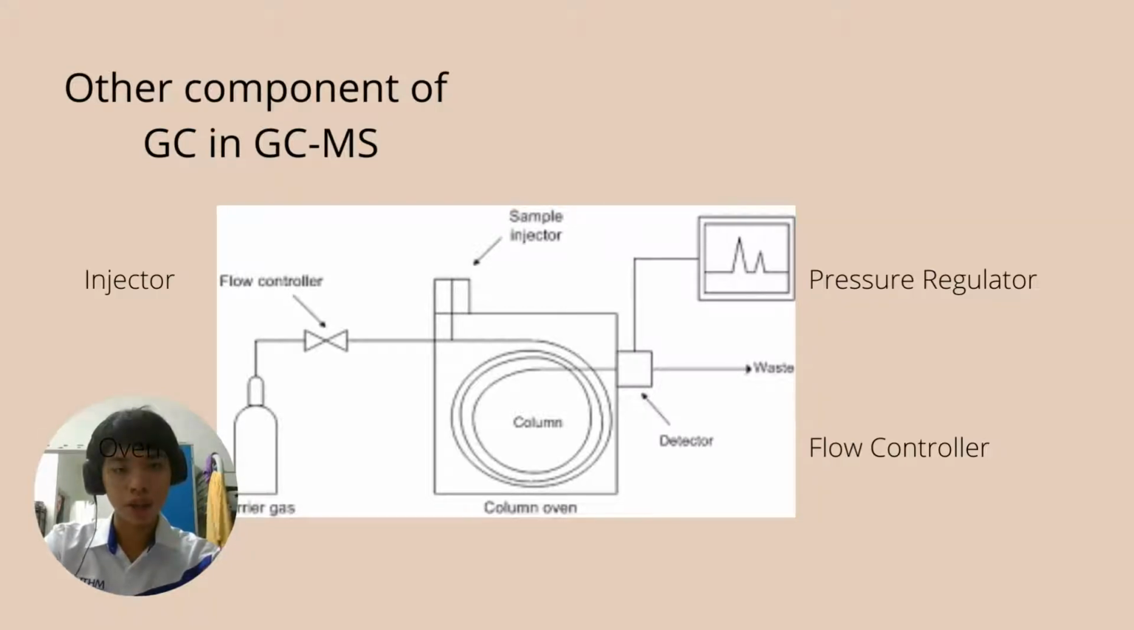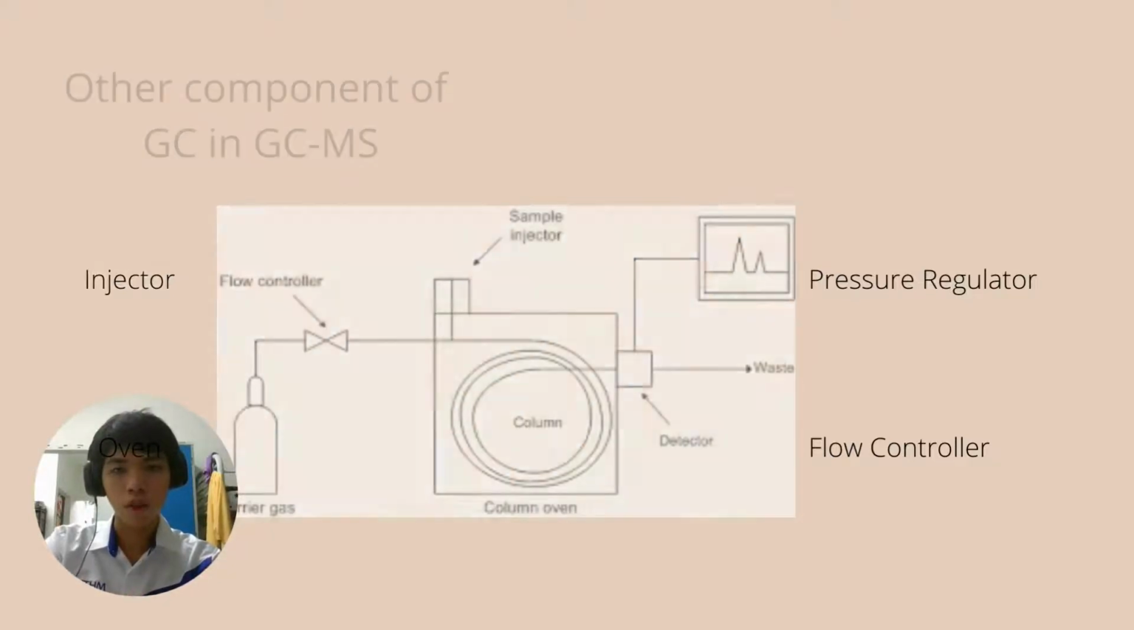So among the other components of GCMS, we have the injector, where we inject the sample, and the pressure regulator, which controls the pressure of gas into the system. We also have the flow controller, which controls the flow of gas into the column. To get better resolution, we need to control the flow rate specifically. Then we also have the oven, which heats the column to make the flow fast.